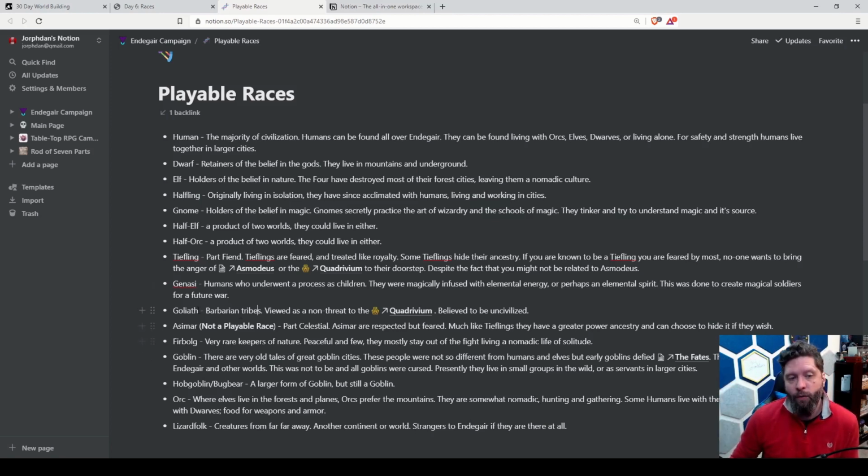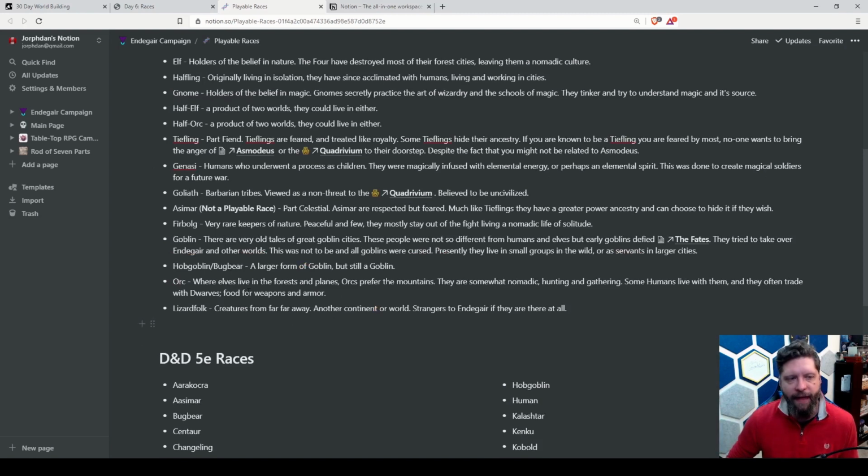I like Goliaths, so they're going to be a barbarian tribe. They're non-threatening to most people. They just kind of live up in the north, and they're believed to be uncivilized, but if you ever want to play one and we figure it out, they're probably very knowledgeable about the history of the world through some kind of oral tradition or something like that.